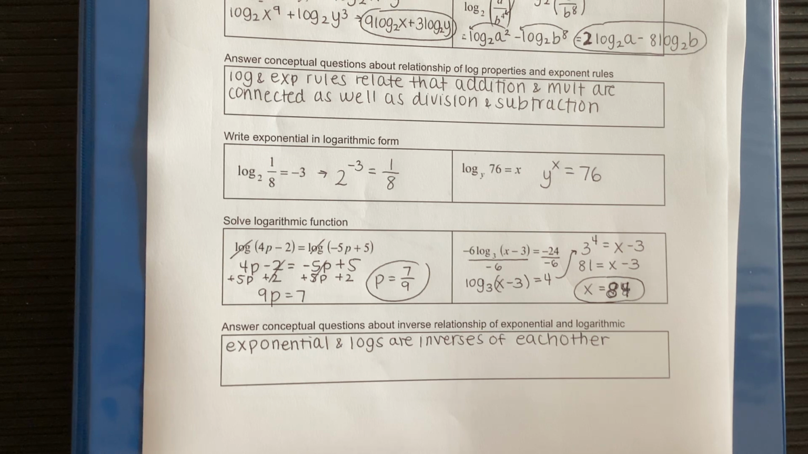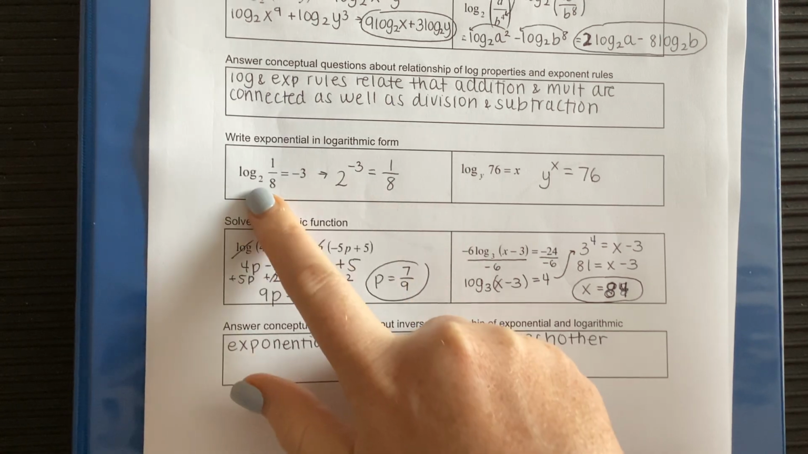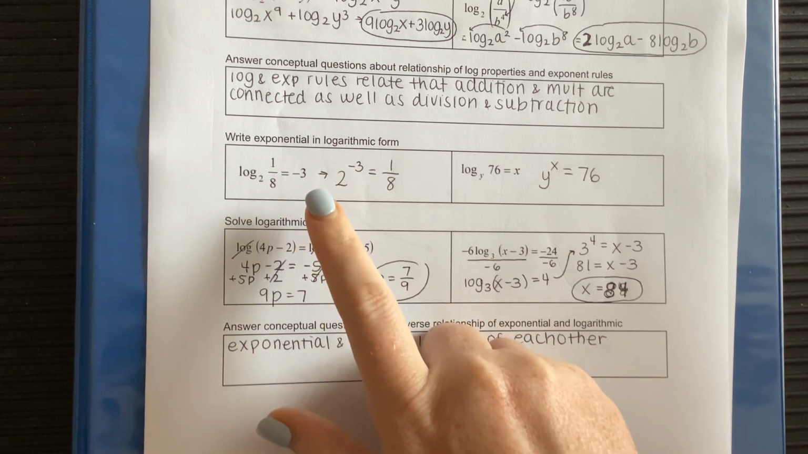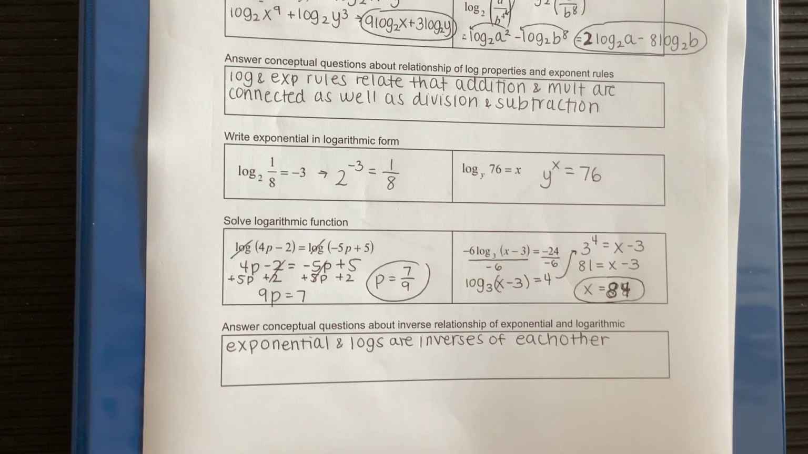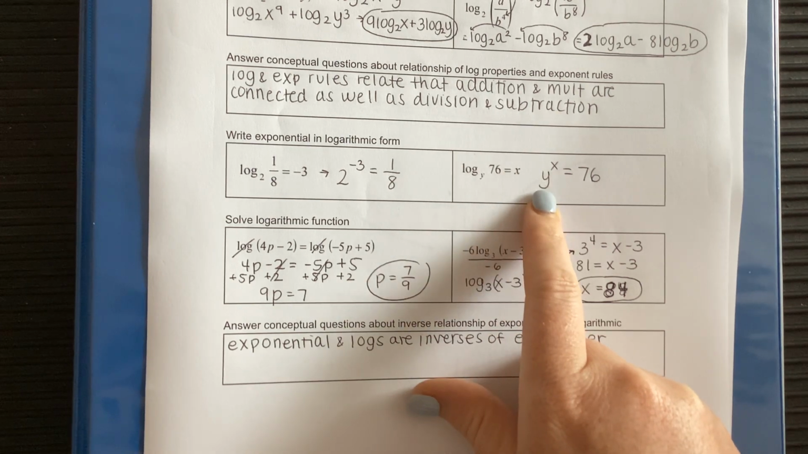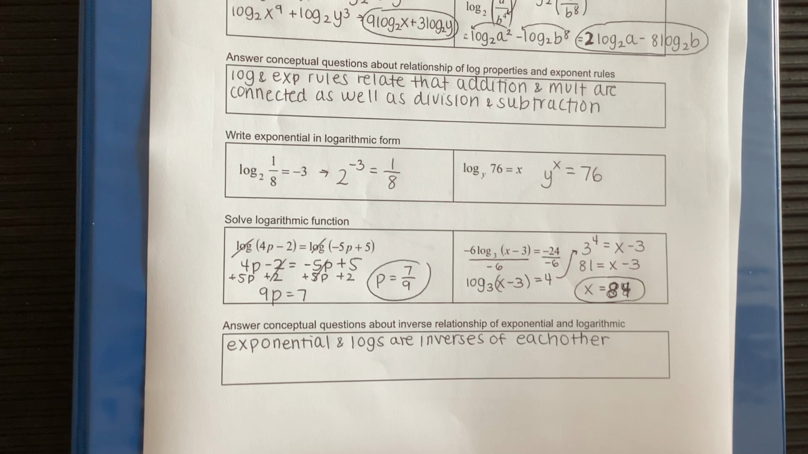Next thing, write an exponential in logarithmic form. I guess I should have done it the opposite way, but that's fine. So if you were given this and you wanted to work back here, the base of your exponential becomes the base of your log, and then these two things flip. So 1/8 and -3. You can, here, base of your log becomes the base of your exponential, and these two flip. So y to the x is equal to 76.